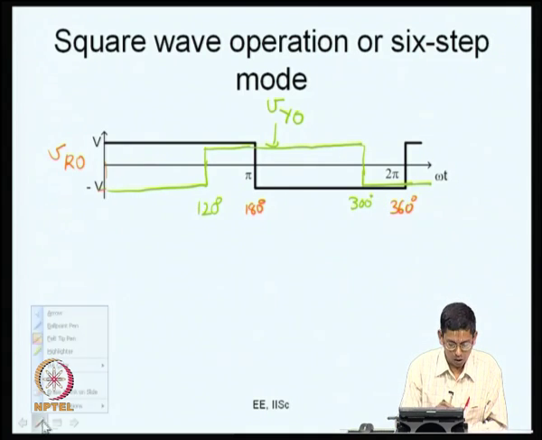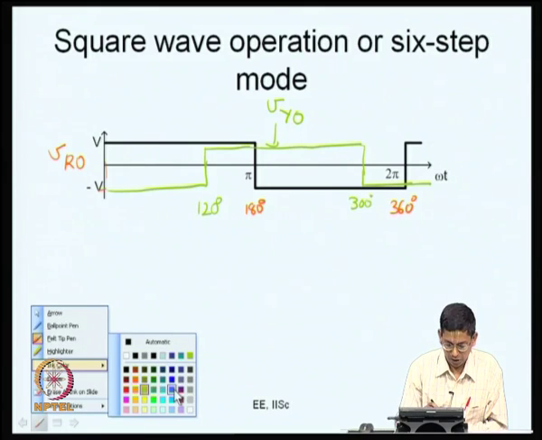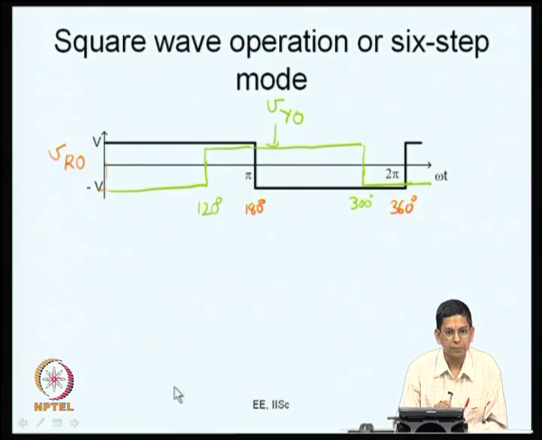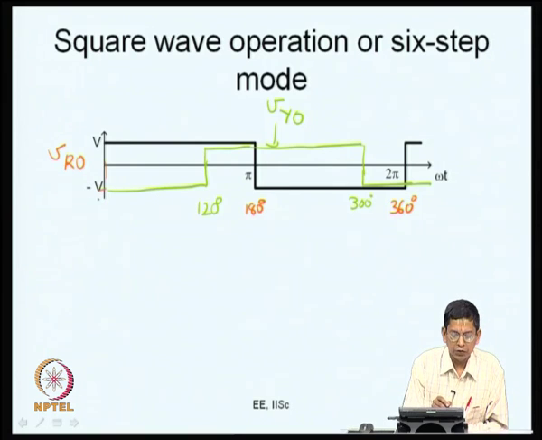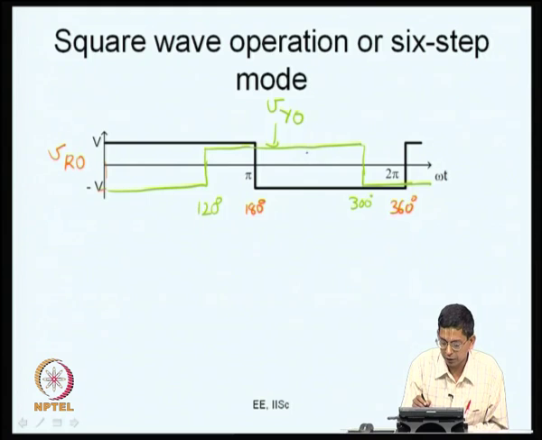Now, let us move on to see how the blue phase should look like. For convenience, let me choose blue color ink here. R phase switches from low to high at 0, Y phase switches from low to high at 120. So, B phase should be switching from low to high at 240 degrees. So, this is 240 degrees.